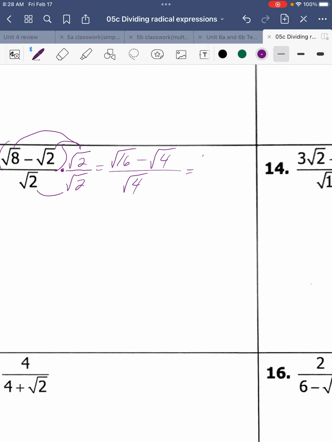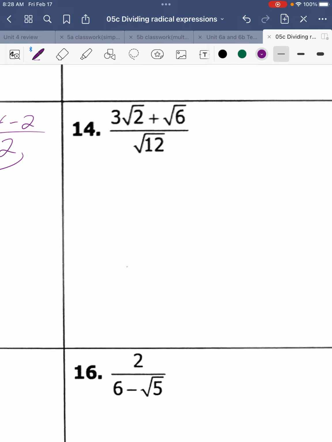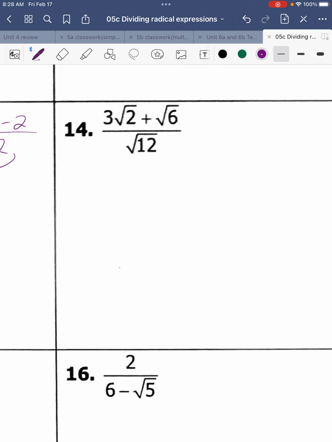After you multiply, look to simplify each individual term. So the square root of 16 is 4. The square root of 4 is 2. And the square root of 4 is 2. Let's keep simplifying. 4 minus 2 is 2. Divided by 2 in the denominator is 1. So either way, it works for this problem.